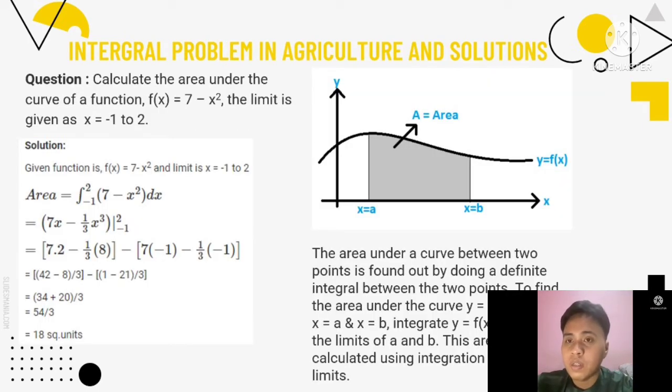This is one of the examples of an integral problem in agriculture and its solution. As you can see in the diagram below, calculate the area under the curve of the function f(x) equals 7 minus x squared. The limit is given as x equals minus 1 to 2. The area under a curve between 2 points is found by doing a definite integral between the 2 points. To find the area under the curve y equals f(x) between x equals a and x equals b, integrate y equals f(x) between the limits of a and b. This area can be calculated using integration with the given limits.